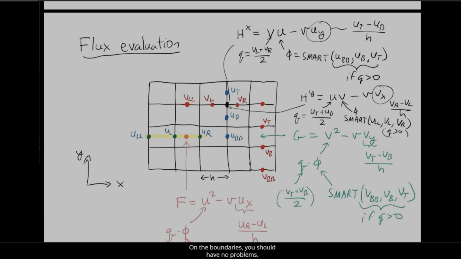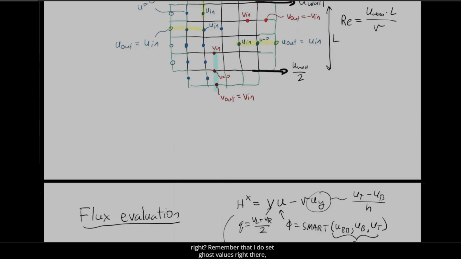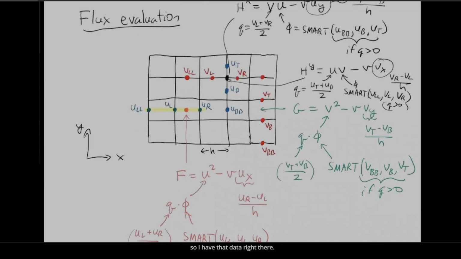On the boundaries, you should have no problems. I just mentioned that. The fact that you're storing ghost values is good because, what if I found that this value VL plus VR is actually a negative number? Then my Q is negative, and for my SMART limiter I would need to use the value of U over here. And I do have a ghost value, right? Remember that I do set ghost values right there. So I have that data right there.